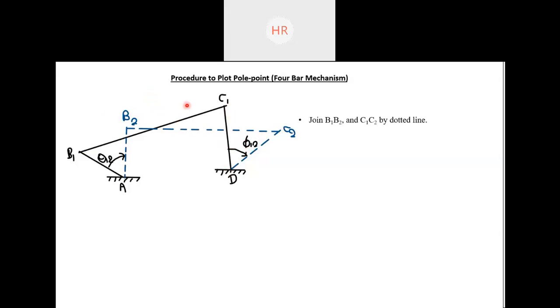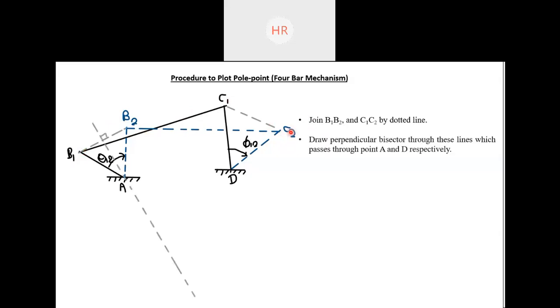First of all, join B1 B2 and C1 C2. Draw a line joining B1 B2, meaning the first position of point B and the second position of point B, and the first position of point C and the second position of point C. Then draw a perpendicular bisector of the line joining B1 B2 and of the line joining C1 C2. These perpendicular bisectors are passing through point A and point D.